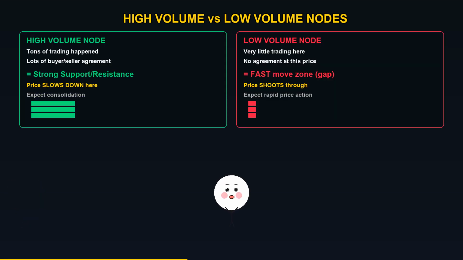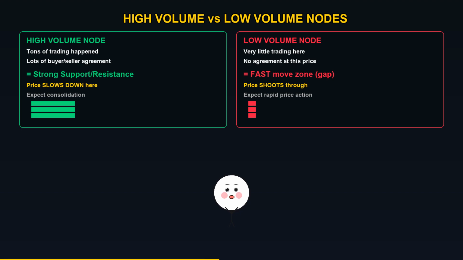Volume profile has 2 types of areas, high volume nodes and low volume nodes. A high volume node is a price level where tons of trading happened. Lots of agreement, lots of buyers and sellers exchanging at that price. High volume nodes act as strong support and resistance. Price tends to slow down and consolidate at these levels.